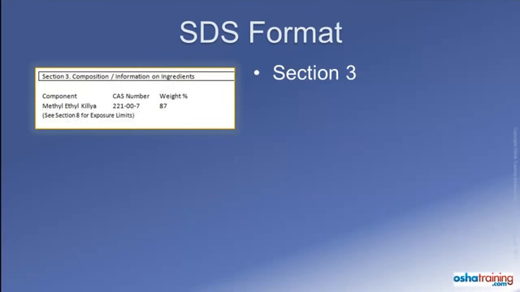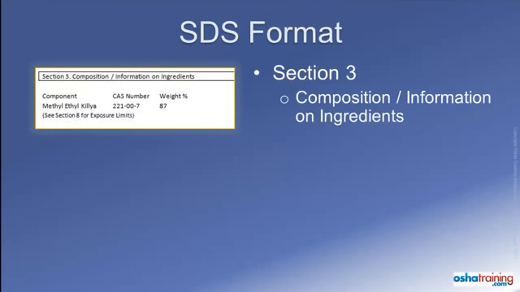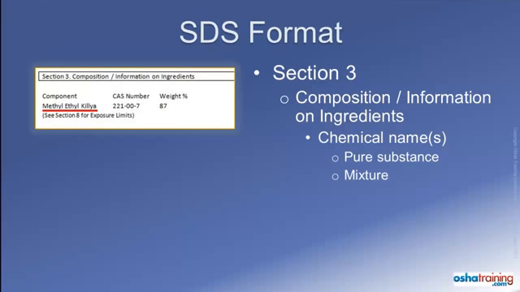Section 3 of Safety Data Sheets, titled Composition and Information on Ingredients, identifies chemicals contained in the product. This could be a single ingredient for a pure substance, or 2 or more ingredients if the product is a mixture or contains impurities or stabilizers that contribute to the hazards of a product. You will also find the common name and any synonyms that may be used for the product, as well as the applicable Chemical Abstracts Services or CAS number.